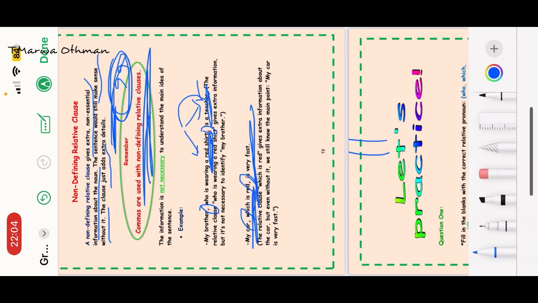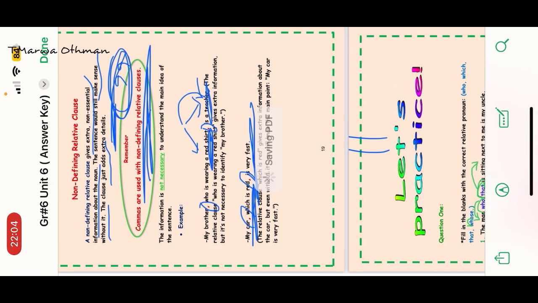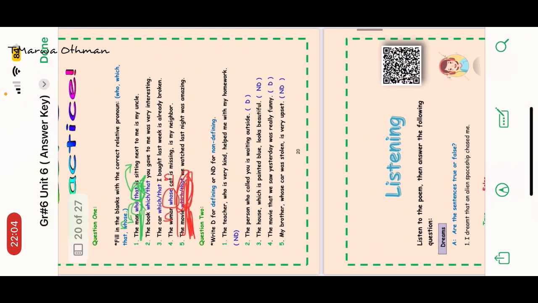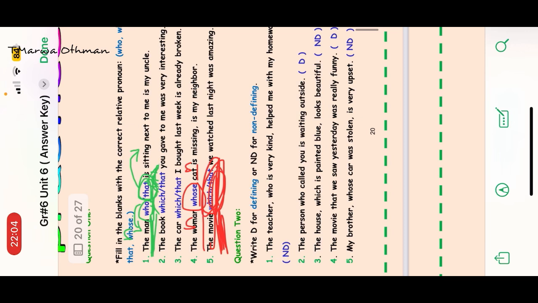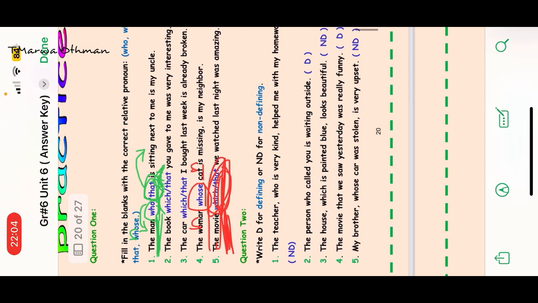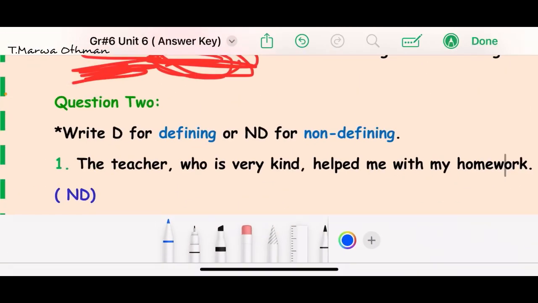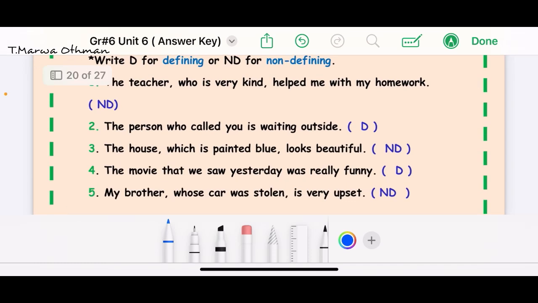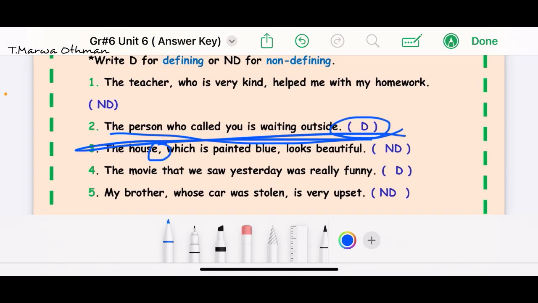Okay, look at here. Let's practice here. Now you have to write D for defining and ND for non-defining. Look at the sentence. If you have commas, it's non-defining. But if we don't have commas, it's defining. Look at here. Okay, in this sentence, we don't have commas, so it's defining. In this sentence, we have commas, so it's non-defining.